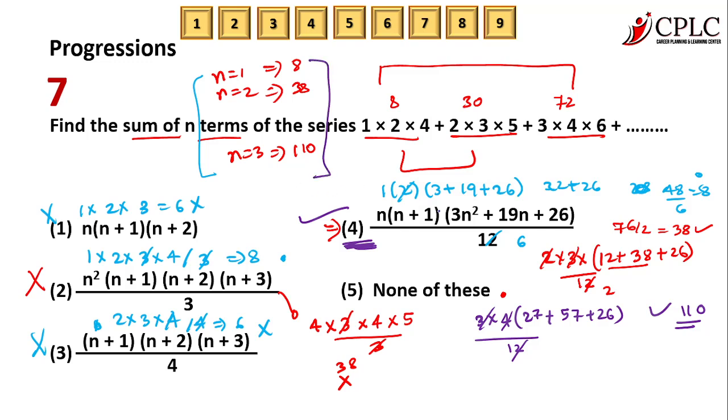N is equal to 1, 8 satisfied, N is equal to 2, 38 satisfied, N is equal to 3, 110 also satisfied. So answer option 4 is the answer for question number 7. And this is the way to do that. And that's what you need to understand and remember here.